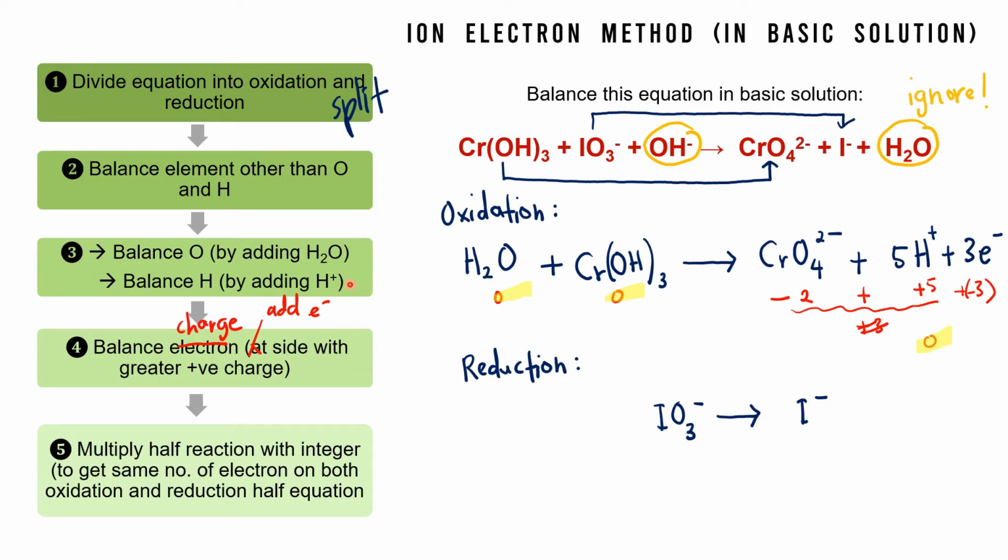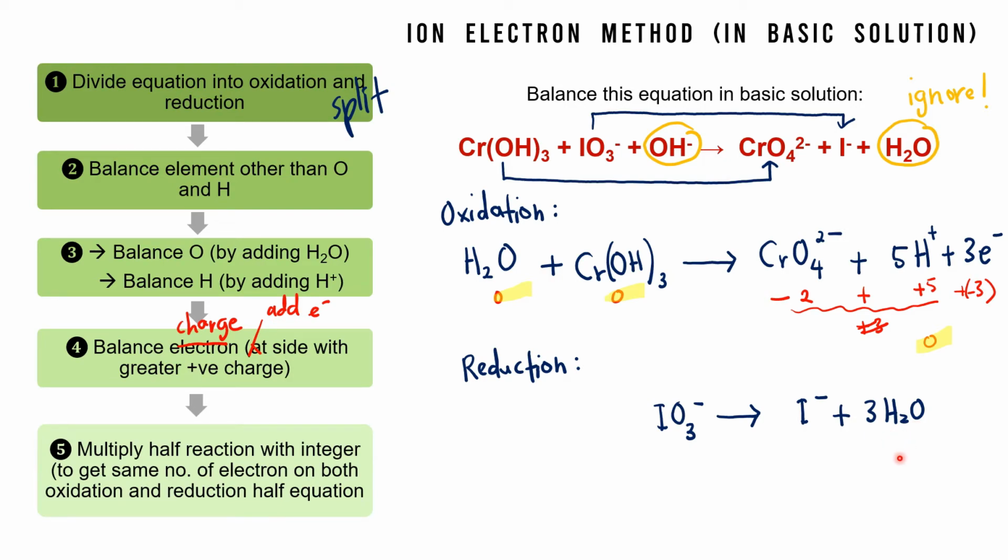Alright, let's start with the balance element other than O and H. So we have one iodine sebelah kiri and one iodine kanan. Settle, balance. Next, balance oxygen. We have 3 oxygen kiri, kanan is 0. So, we have to add sebanyak 3 water di sebelah kanan. Kenapa? Because we have 3 oxygen kiri. Kanan tiada apa-apa oxygen. So, you have to add 3 water. So, now oxygen dah pun 3.